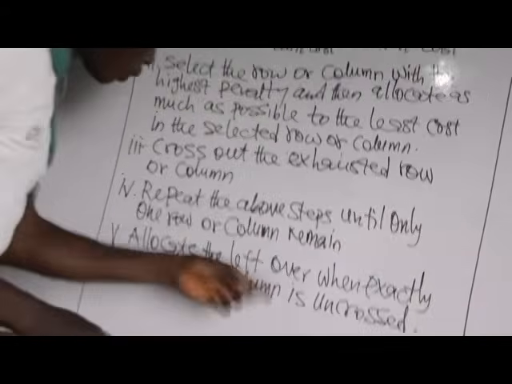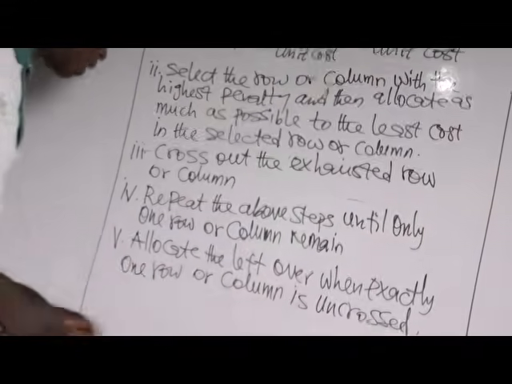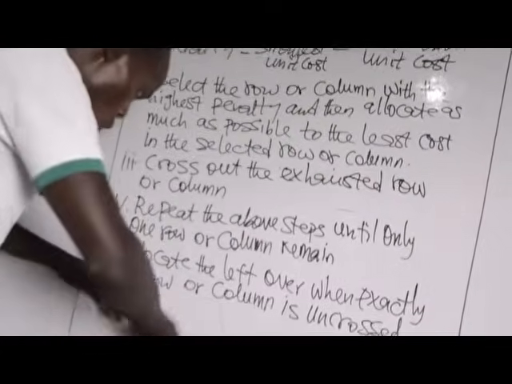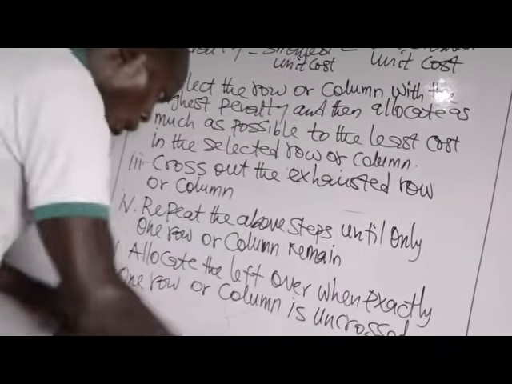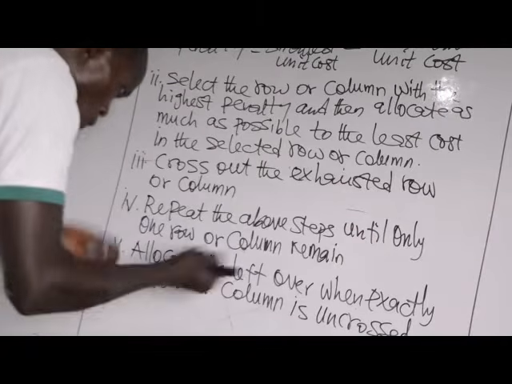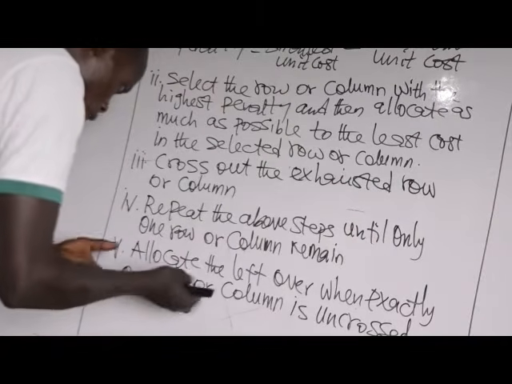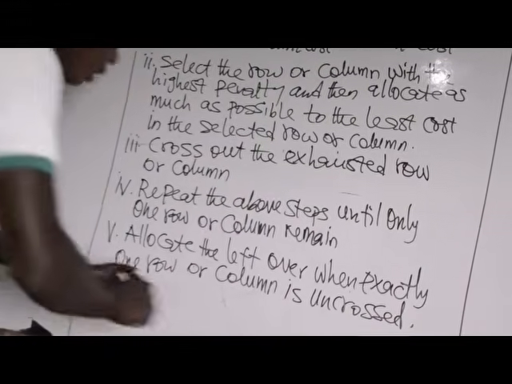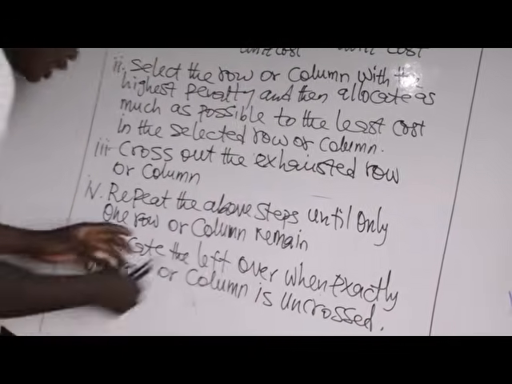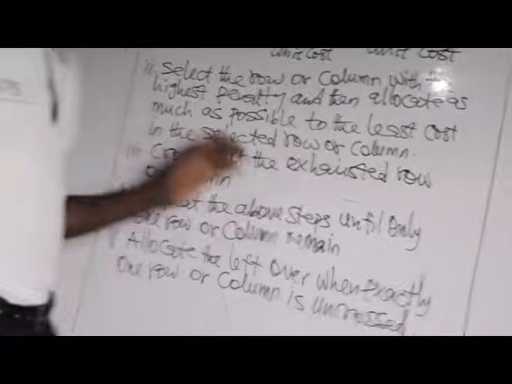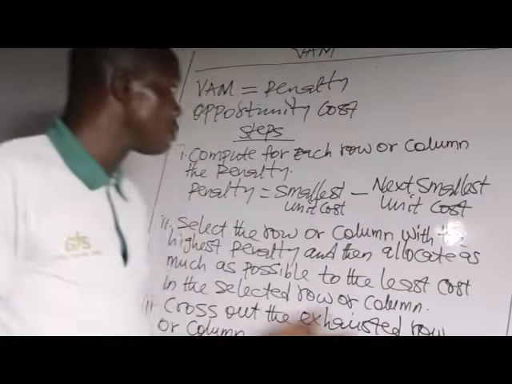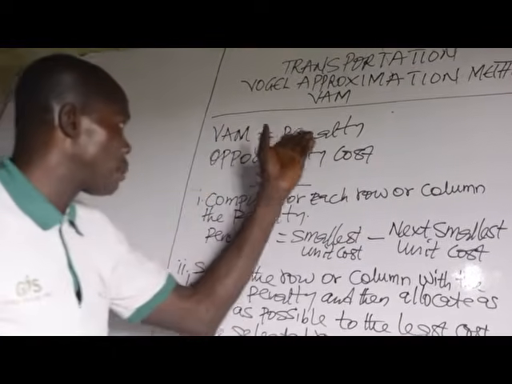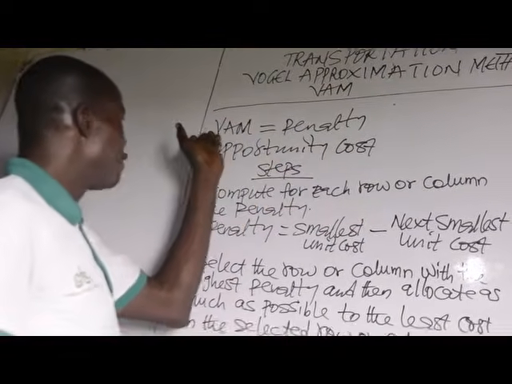Allocate the leftover when exactly one row or column is uncrossed. When you are left with one row or column uncrossed, the remaining demand or supply, just make allocation to the available cost or the remaining cost. So these are the steps for solving transportation problems using the VAM method.